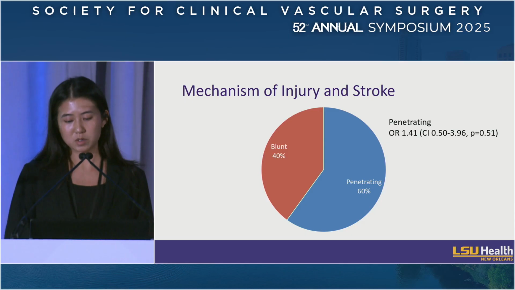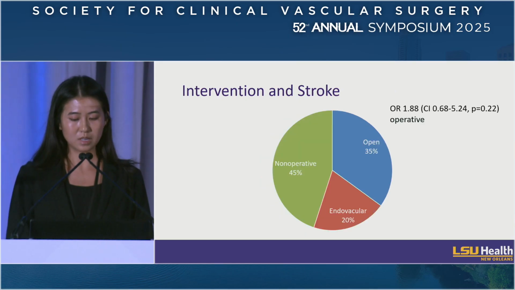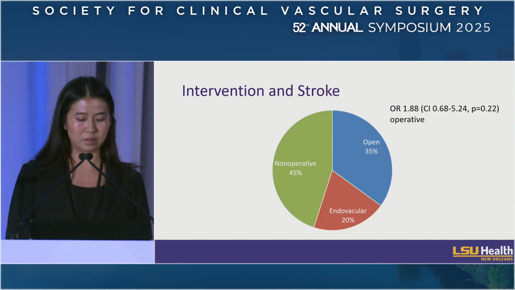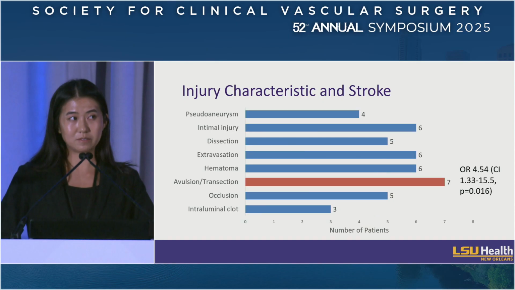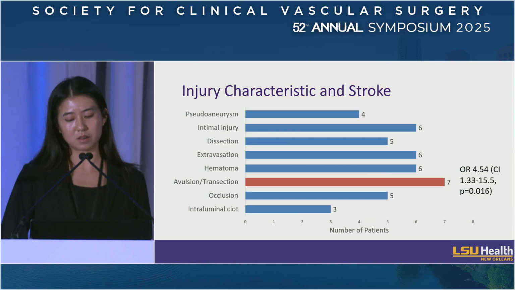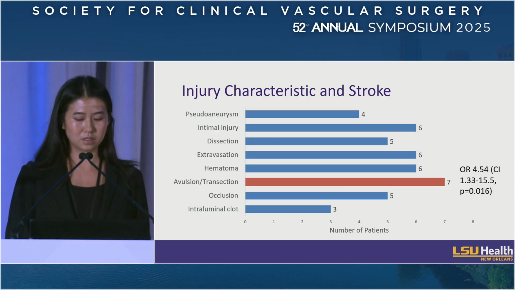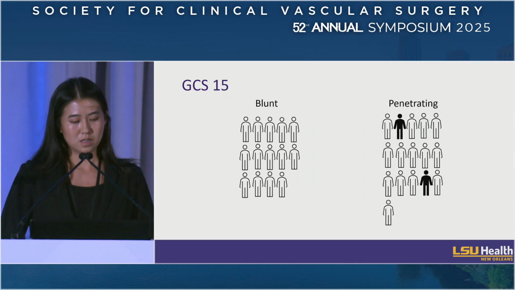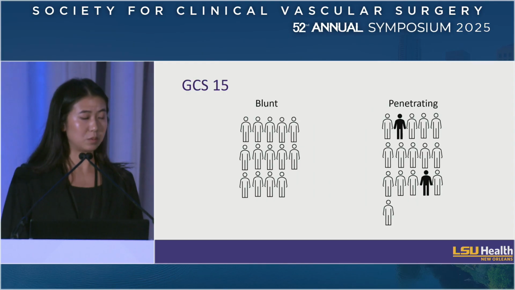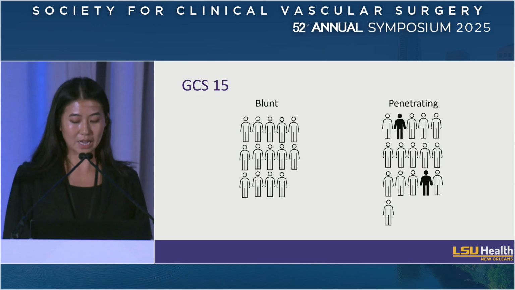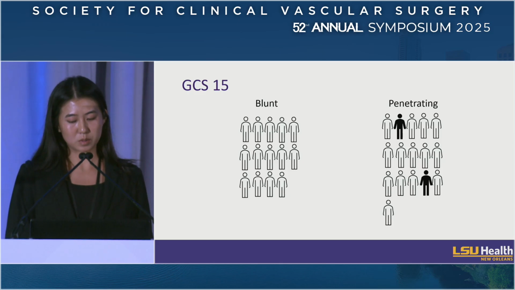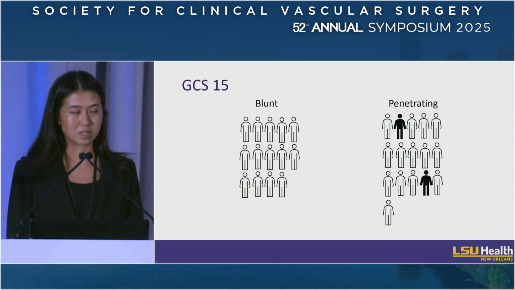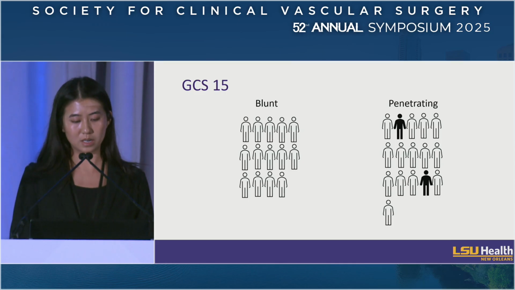Now, looking at our risk factors for stroke, we found that mechanism of injury was not significantly associated, and neither was intervention, non-operative or operative. What we did find significantly associated was presence of the avulsion or transection of the artery, as well as a GCS of less than or equal to 14. There were few patients who presented with the GCS of 15 who ultimately had a stroke. So out of the 30 patients who presented with the GCS of 15, only 2 had strokes, and both were patients that suffered from a penetrating injury.